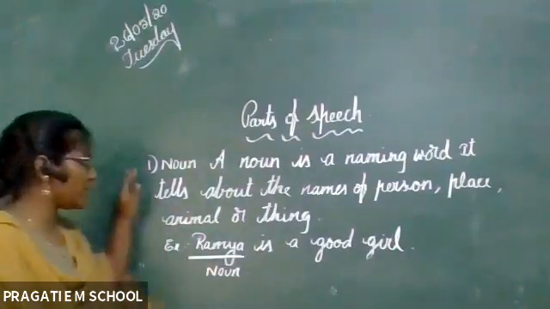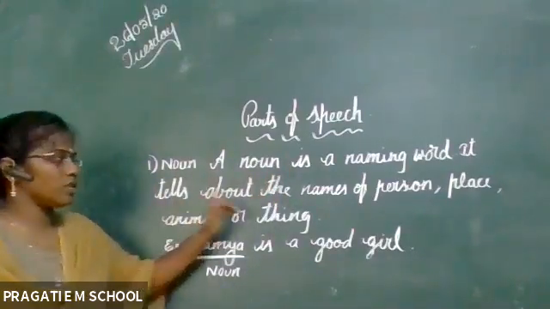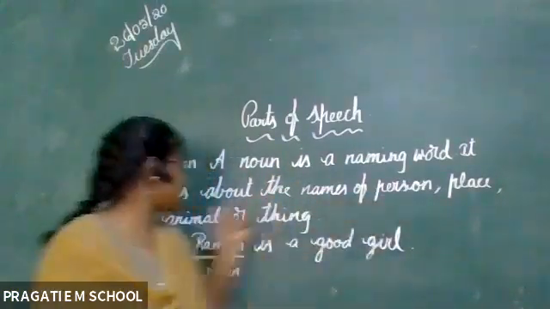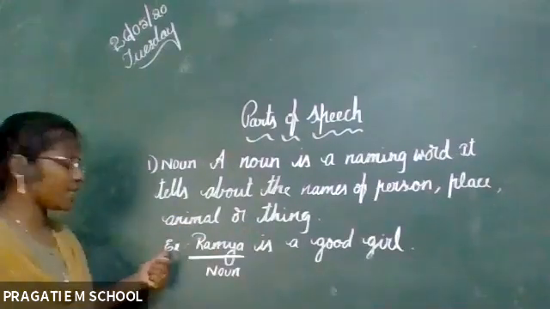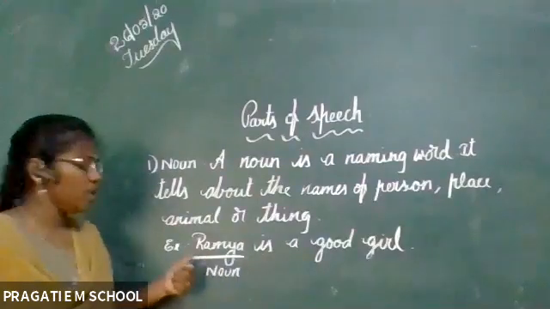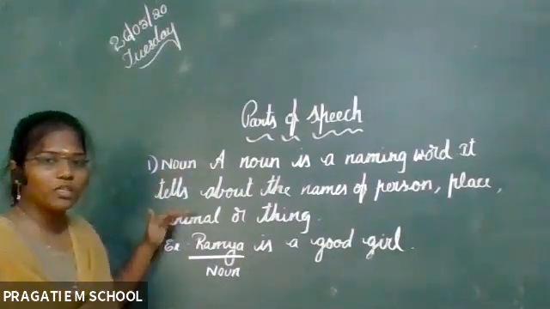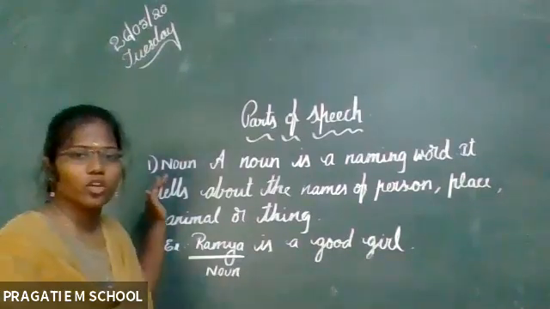Just make a note of the definition once. A noun is a naming word. It tells about the names of person, place, animal, or thing. And write down the example here. In this, Ramya is a good girl. What is the noun here? Ramya. Make a note of it. I'll give you time. Just make a note of it.